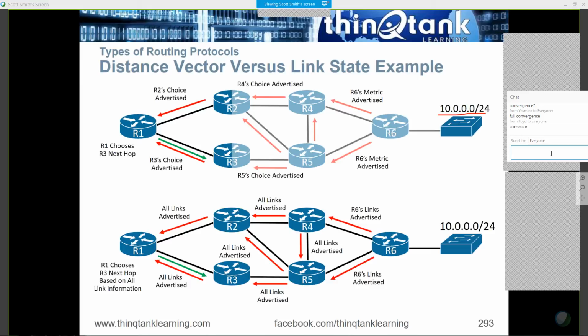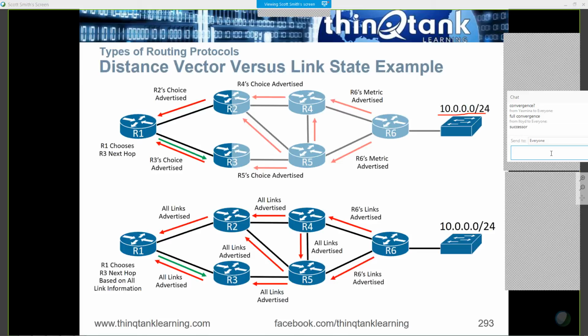So that's one thing I want you guys to take away from this. It doesn't matter what method you're using. Every single routing method, the end result is the same. Where do I need to send the packet to get to a destination? Okay? So whether it's link state or distance vector, that is still the end result.